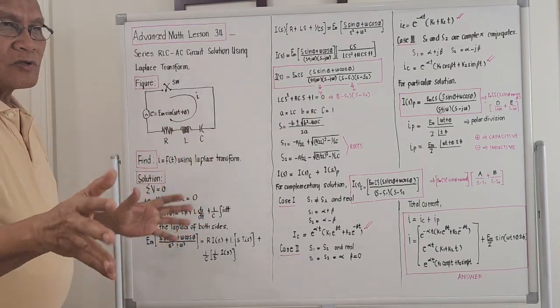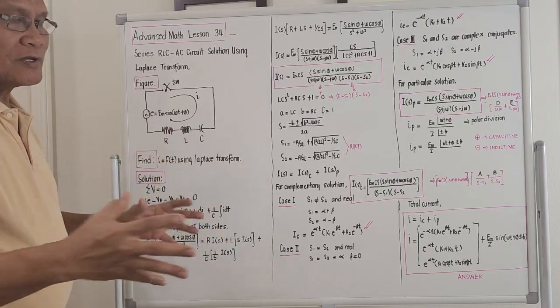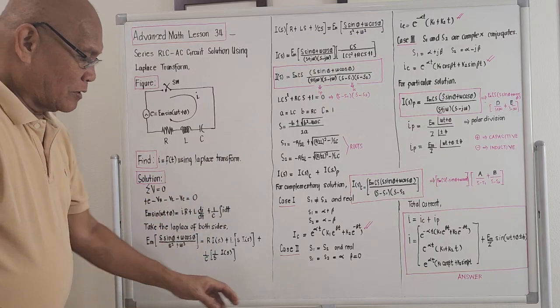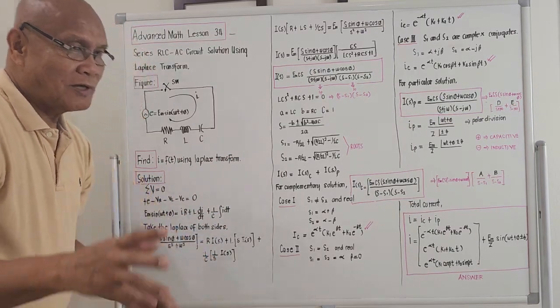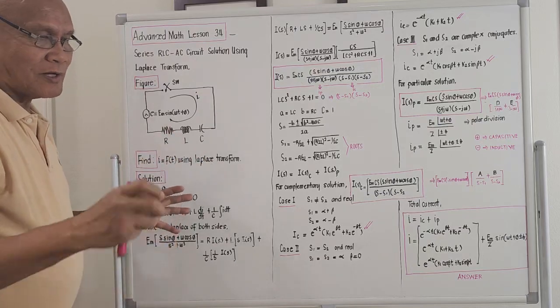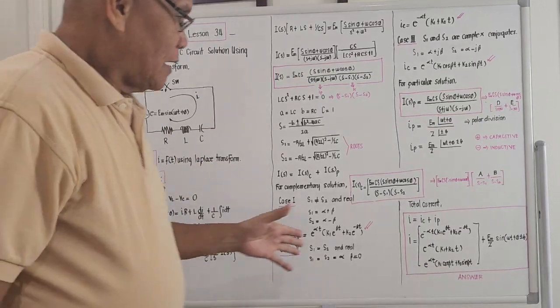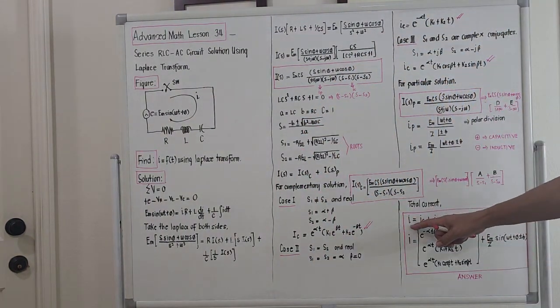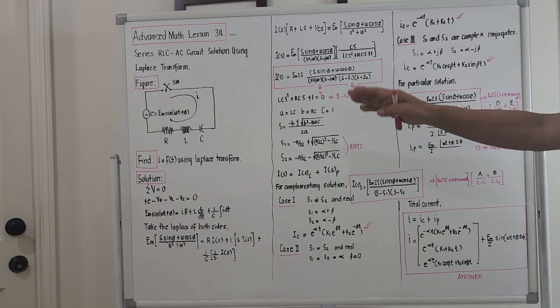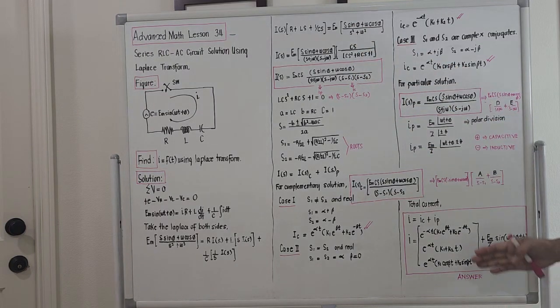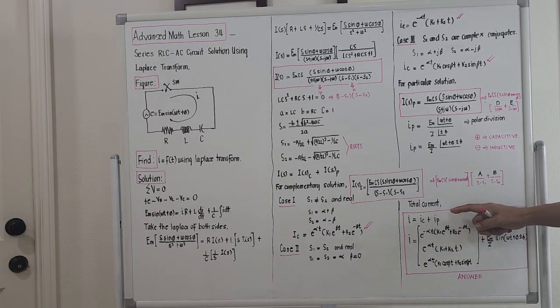We are done with the solution of this circuit by using the classical solution, that is differential equation. I will give you the total final current before I start with the solution by using Laplace transform. Under the classical solution, the total current as a function of time for an RLC series alternating current circuit has two components, the complementary plus the particular.